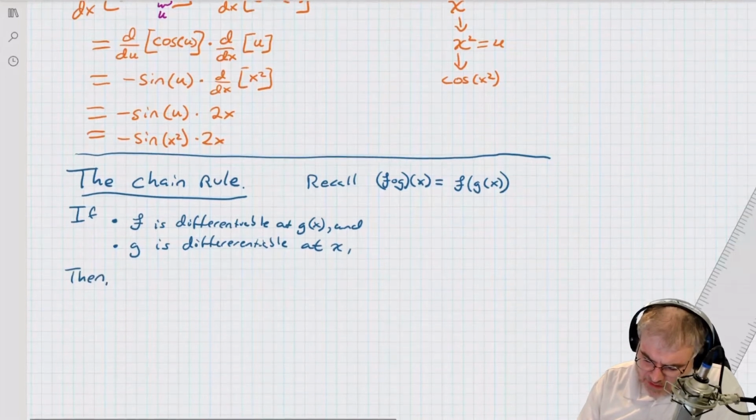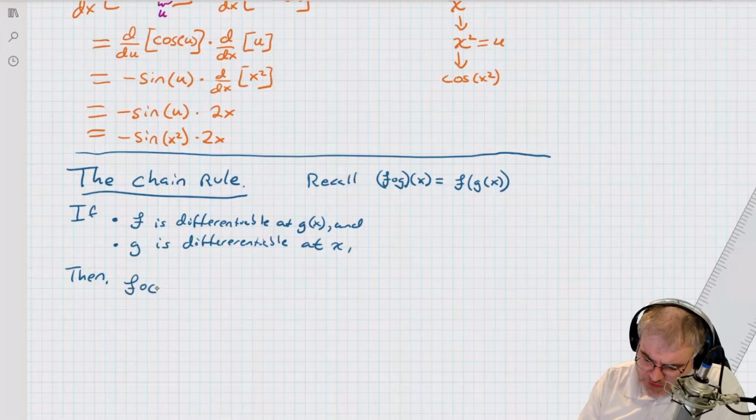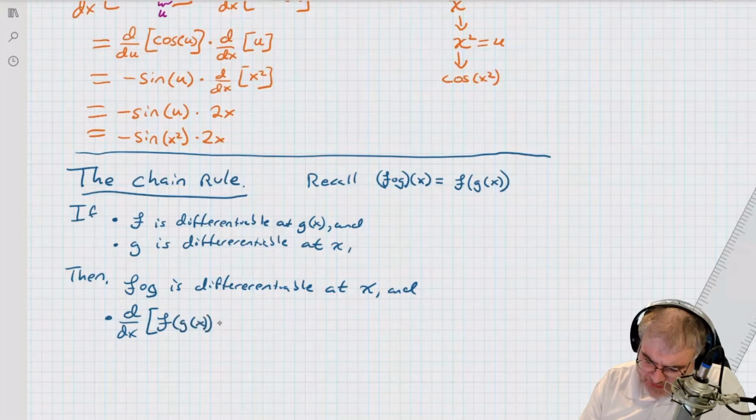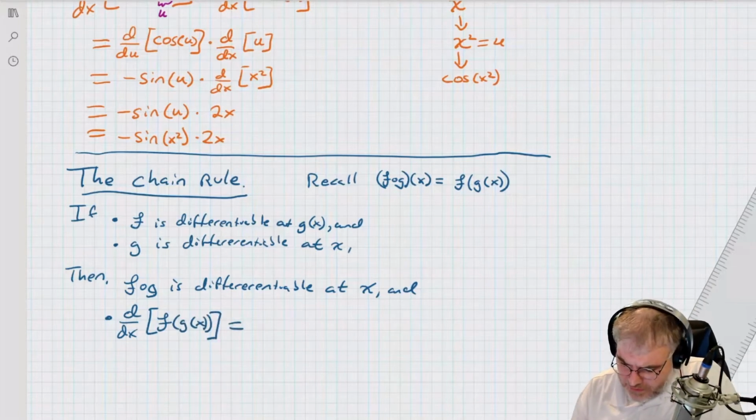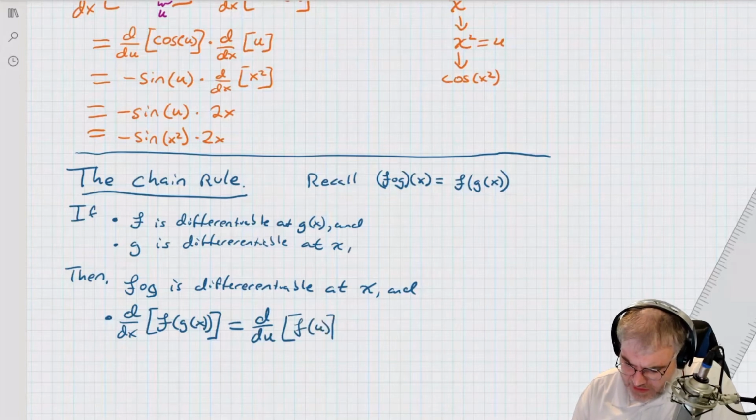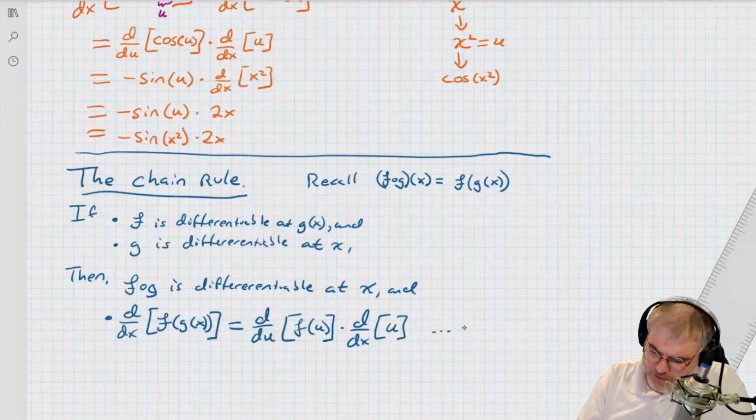then f composed with g is differentiable at x, and the derivative with respect to x of f of g of x equals the derivative with respect to u of f of u times the derivative with respect to x of u, where u equals g of x.